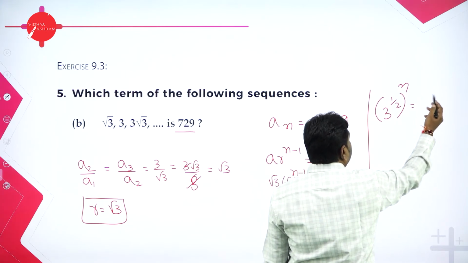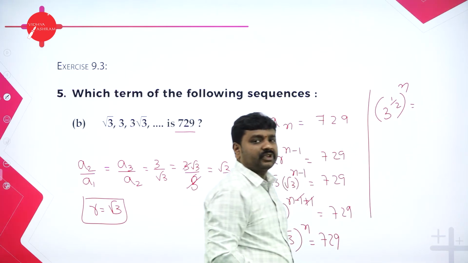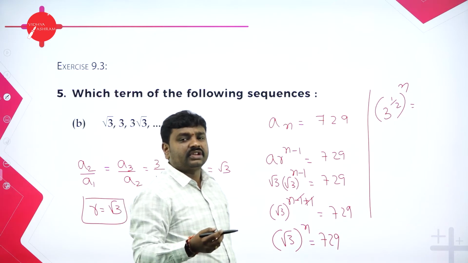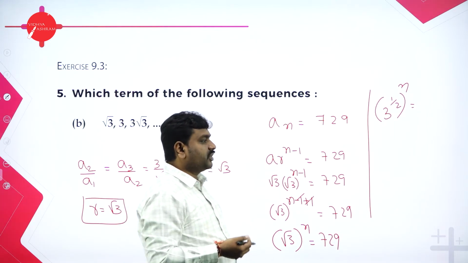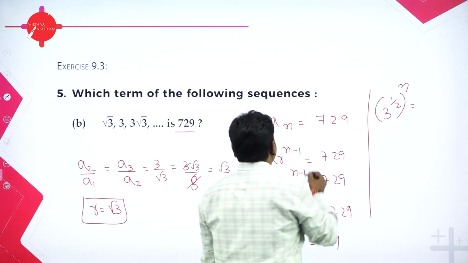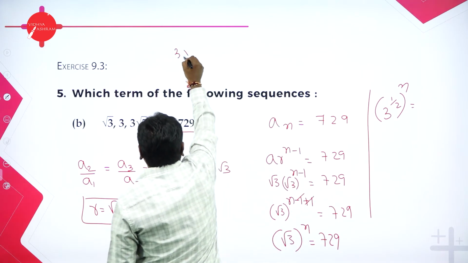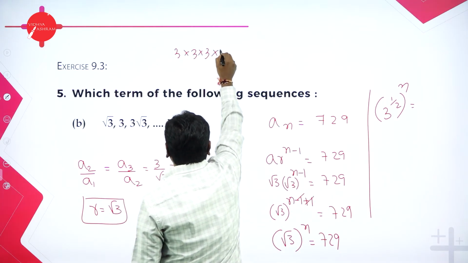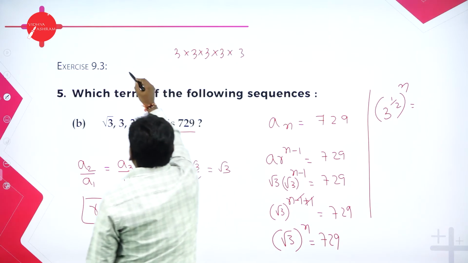729, you write it in terms of 3 multiples. 3 multiple 81 into 3. So like 3 power 4, 3 power 5, if you try you will get it. So now we'll try 3 values. So you know 3 3s are 9, 9 3s are 27, 3 27s are 81, 81 3s are 81 into 3.